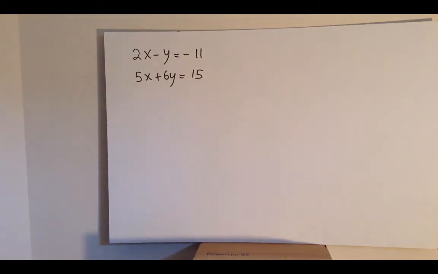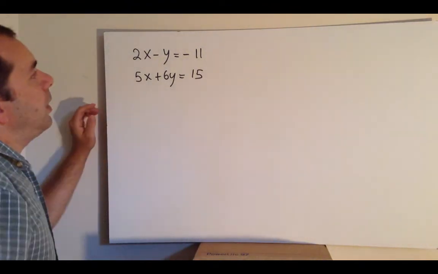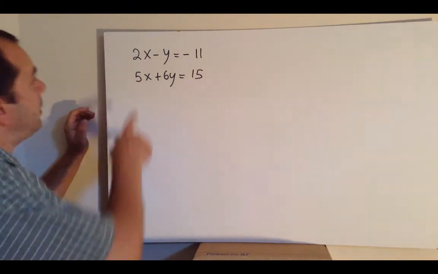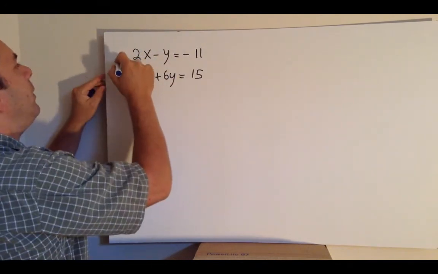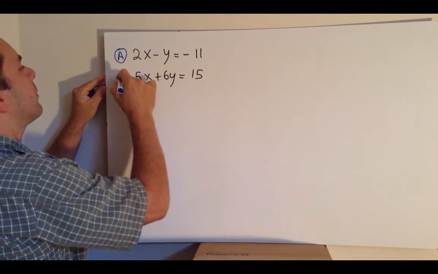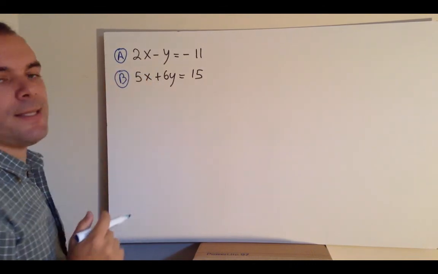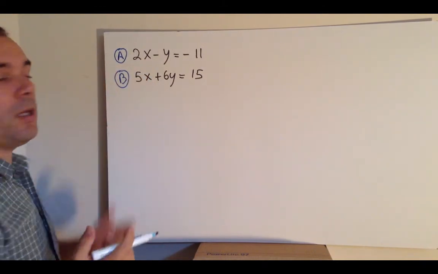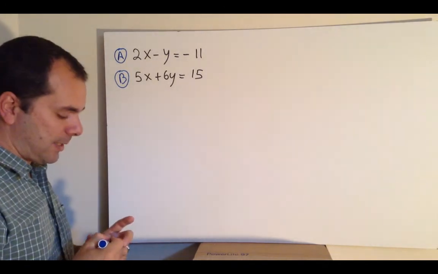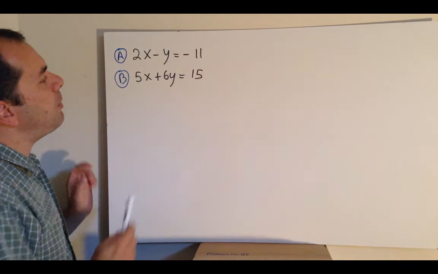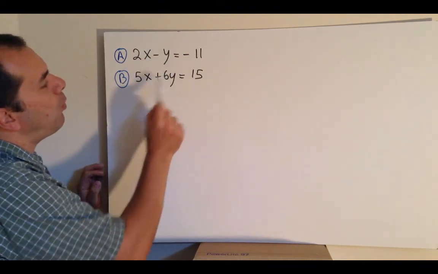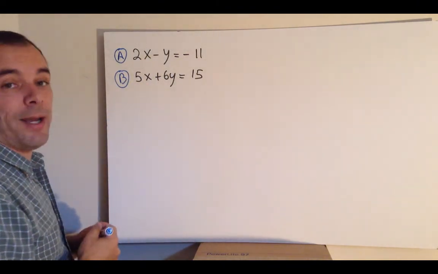In this example though, things are not as nice as on the other one, because the x's are different and the y's are different. So I'm going to still call it A and B. I now need to decide if I'm going to get rid of the y or if I'm going to get rid of the x. Last time I could have gotten rid of the y too. I'll show you in a sec. Now it would probably be easier to get rid of the y, and I'll show you why.